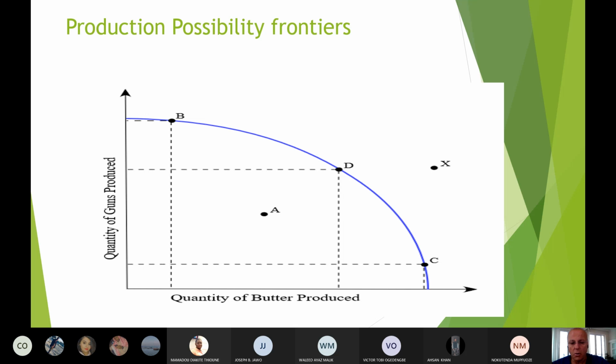There is lower production in guns, while the capacity is sufficient, but the combination, because of the consumption capacity or the demand capacity, the butter consumption and production is realized at point C. And at point D, you are observing there is almost equal consumption and production.